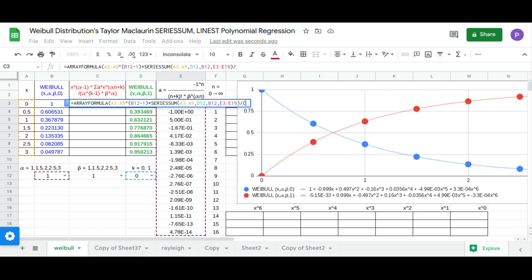Now the denominator. The denominator has two parts. First, the alpha raised to the power k minus 1. So alpha raised to the power the quantity k minus 1. That's the first part. Now the second part. Beta to the power alpha. Beta raised to the power alpha. And enter.